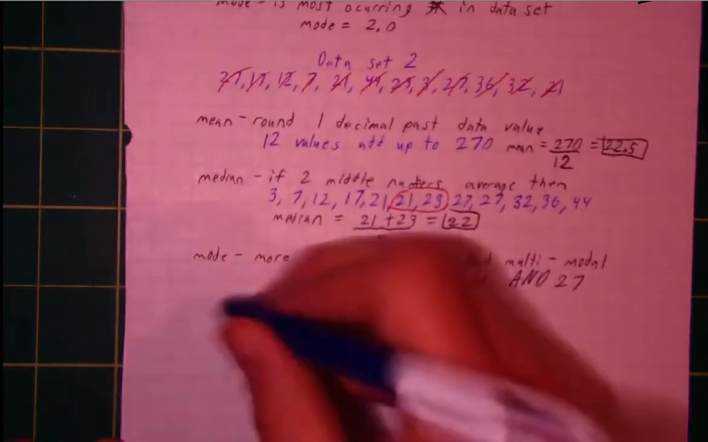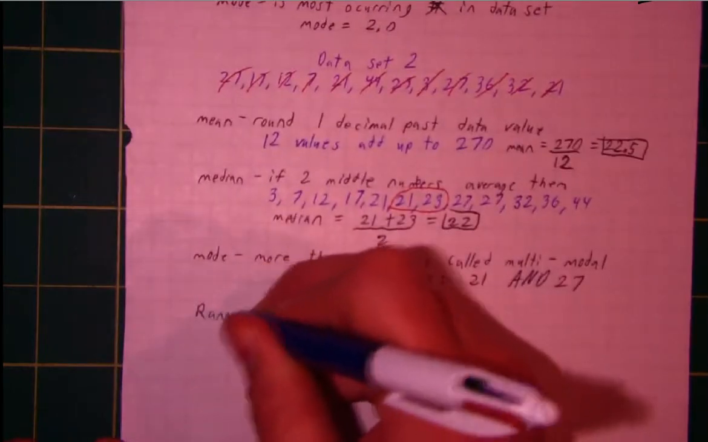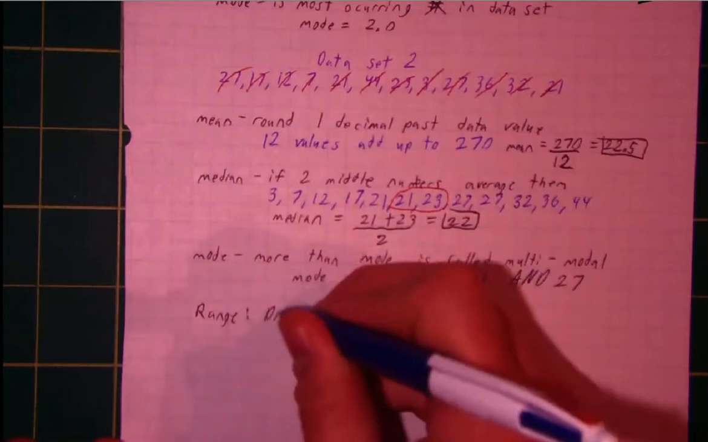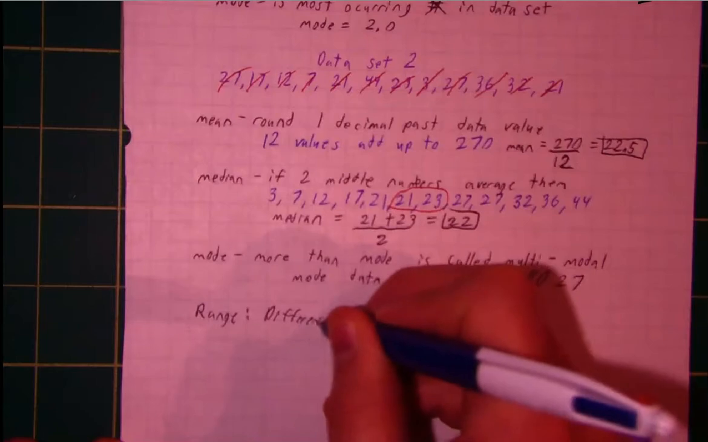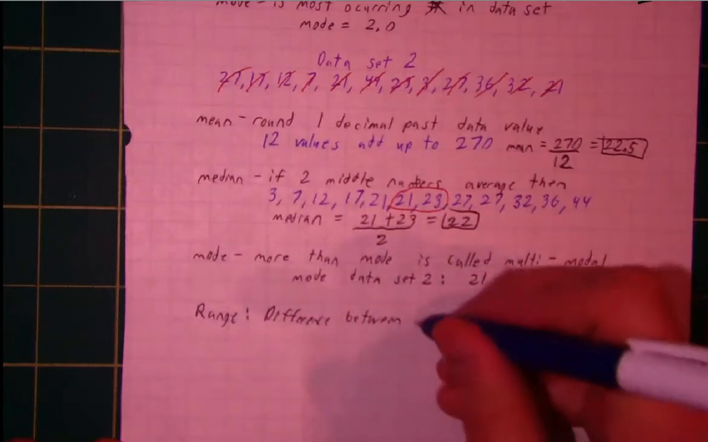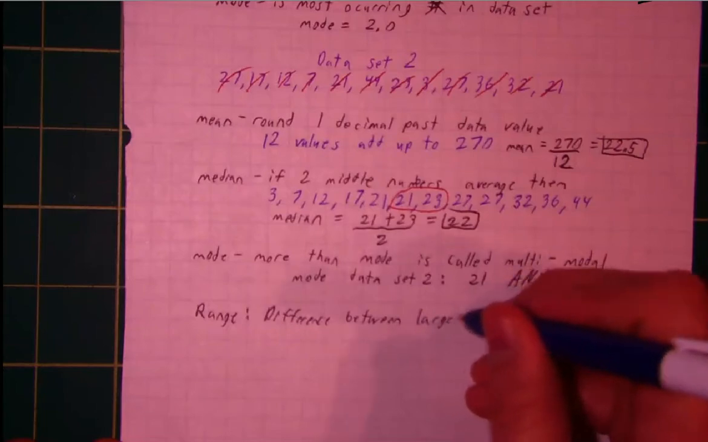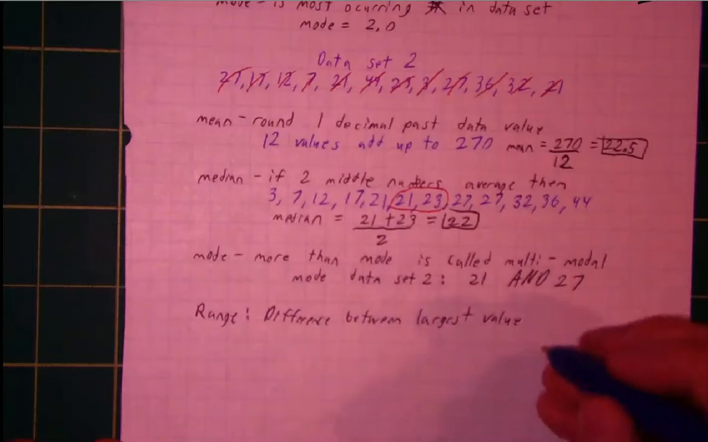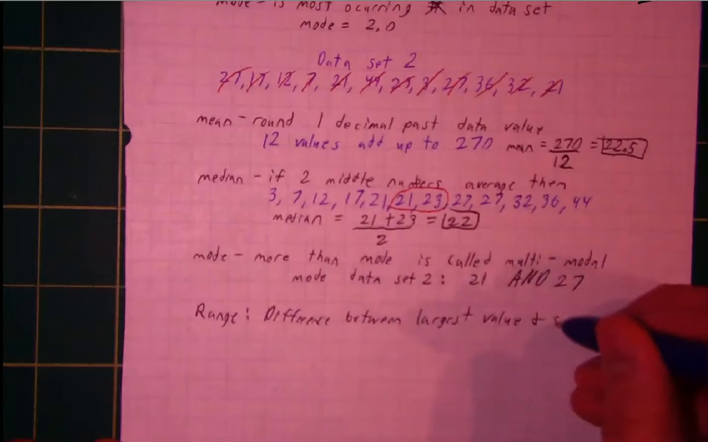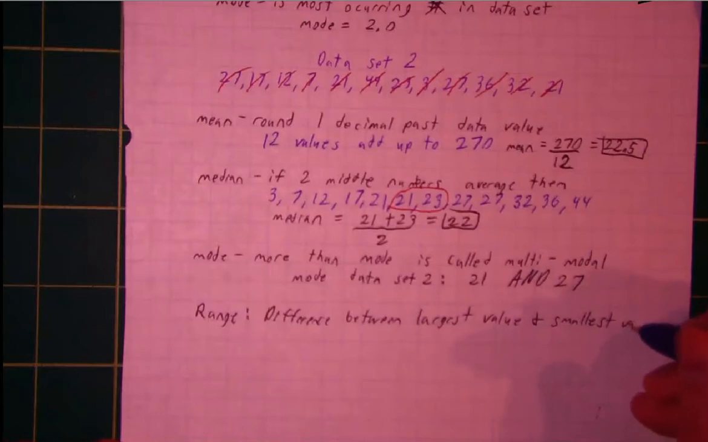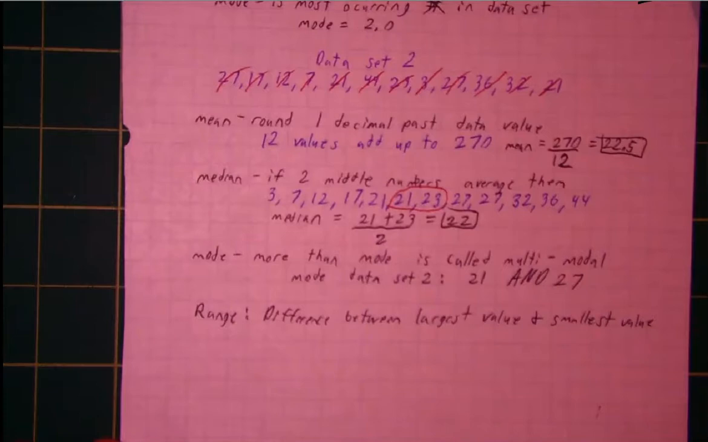The last thing I want to talk about is the range. And so the range is just the difference between the largest value and the smallest value. So you take the biggest number and subtract the littlest number, the smallest number, and you will get your range.